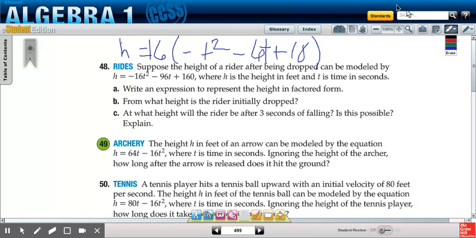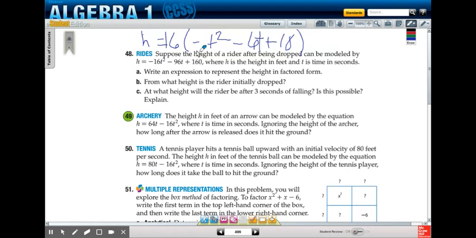Let me just double check, see if that's what they want. So what I was looking for was to see if this factored form is right, or if they factored out the negative. So everything's good. So that's the factored form.